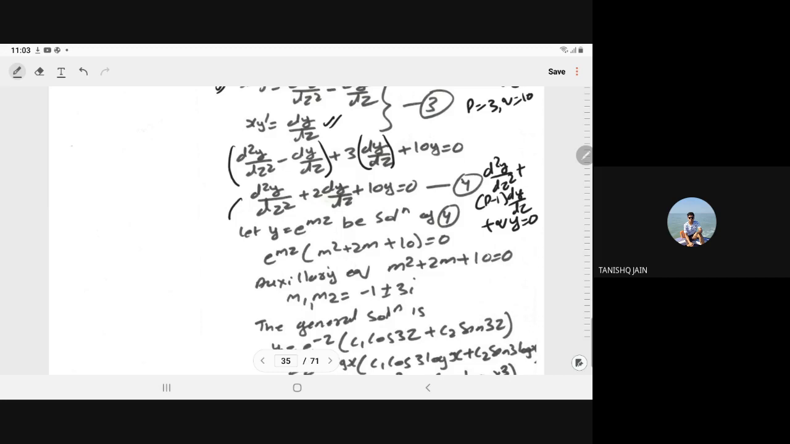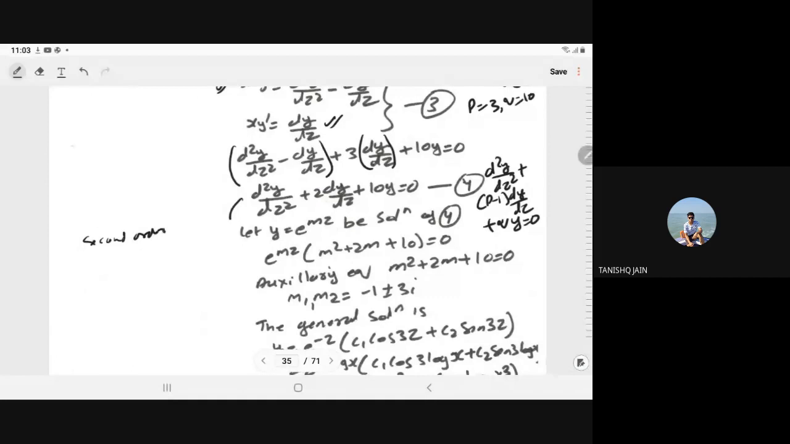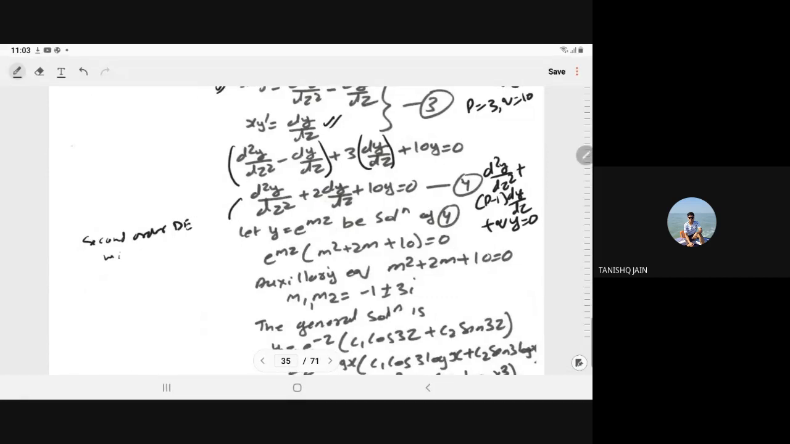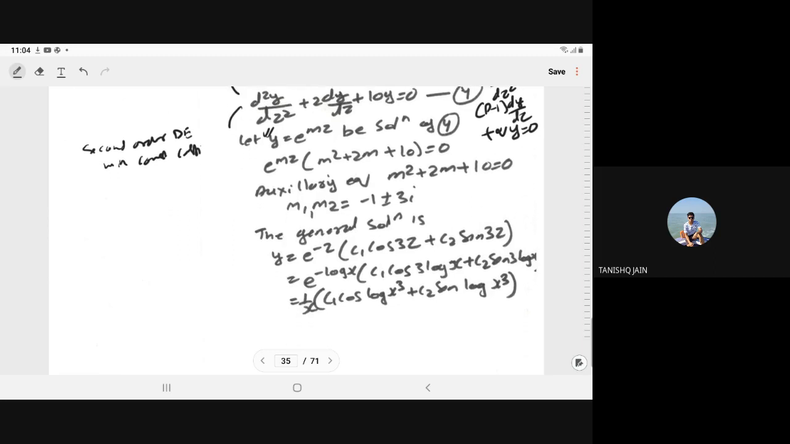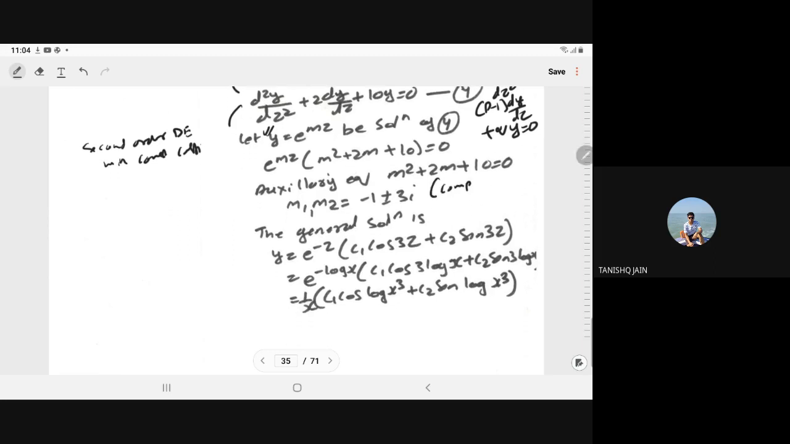It is a second order differential equation with constant coefficient. You know very well how to solve this. For that we put y is equal to e to power mz. Here you will get the auxiliary equation m square plus 2m plus 10 is equal to 0. This will give you m1, m2 as minus 1 plus minus 3 iota. This is the complex root.